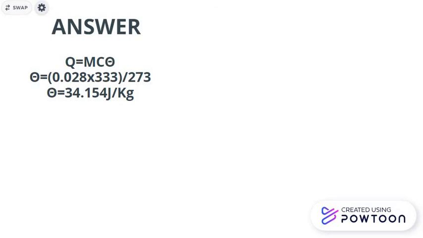By using the formula Q is equal to mc theta, we got that the theta is equal to, in brackets, 0.028 times 333, close bracket, over 273, and we got that the theta is equal to 34.154 joule per kilogram.